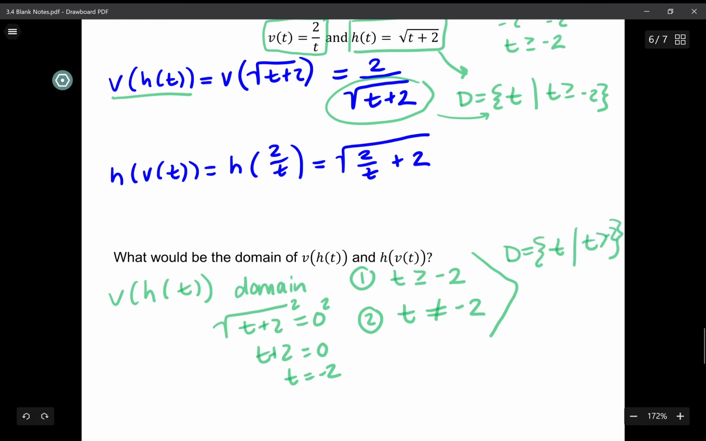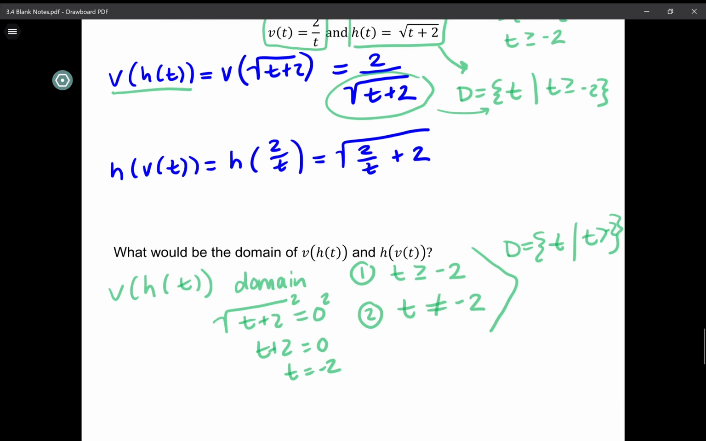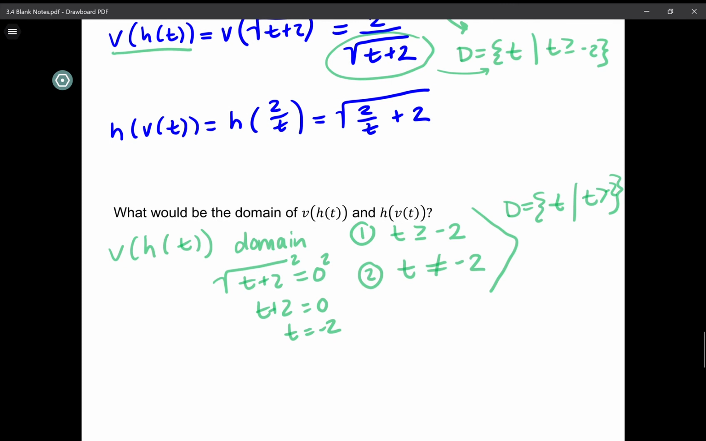I'm running out of space on the side of my wall there. We need to just exclude that negative 2 endpoint. All right, why don't you try the domain of h of v of t, pause the video and come back.